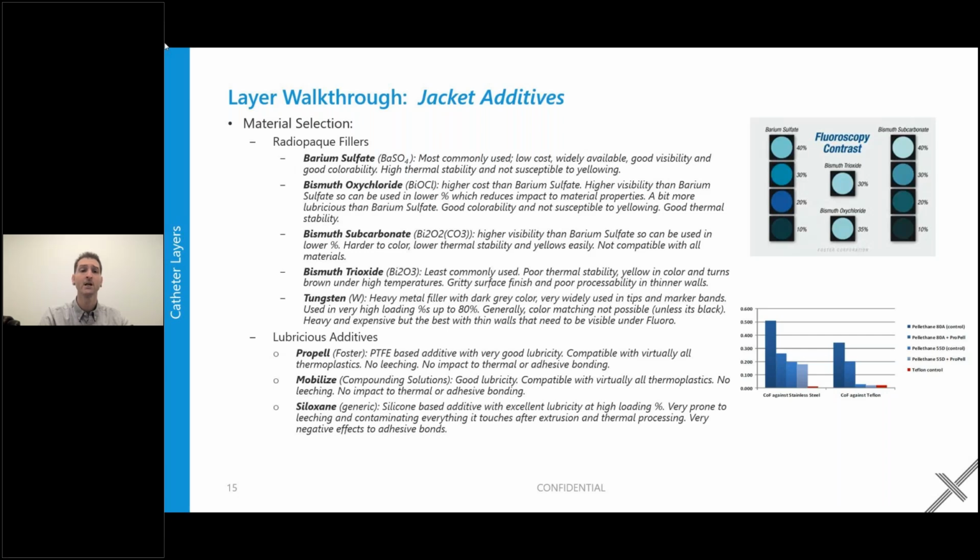The next two are not very commonly used, and the big reason for that is bismuth subcarbonate and bismuth trioxide are not very thermally stable. They yellow really easily. They're not very colorable. They're difficult to run in thinner walls. They are cheaper than bismuth oxychloride, but not as cheap as barium sulfate. So they're available, but only for very specific applications where you're going to use them.